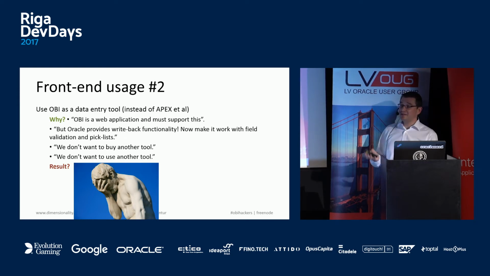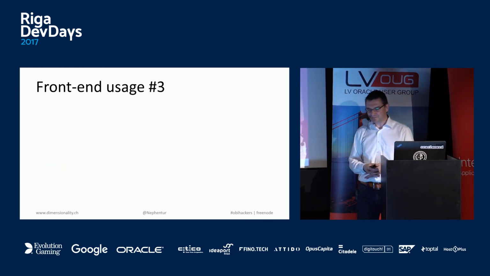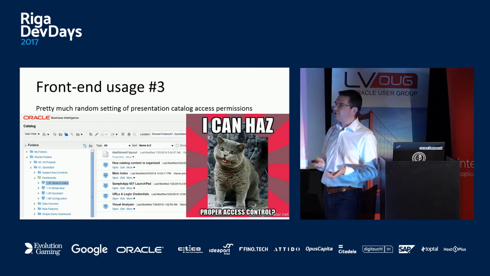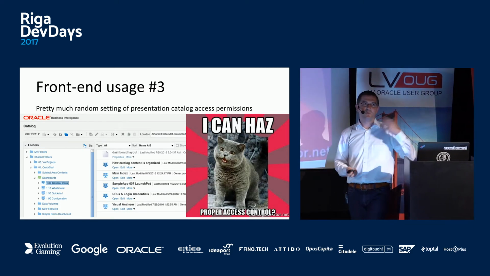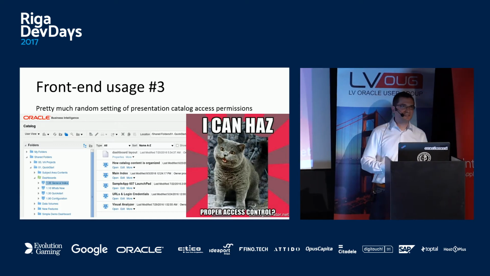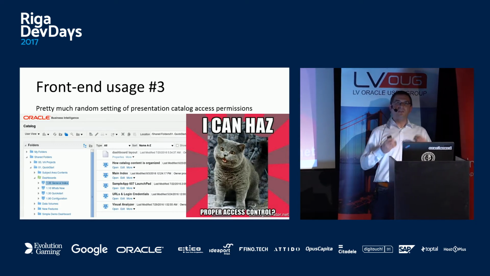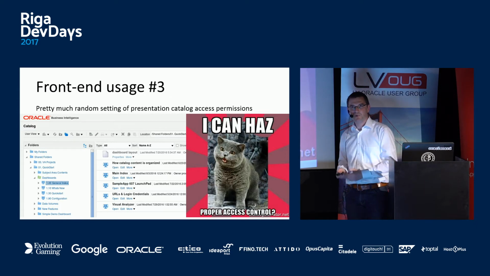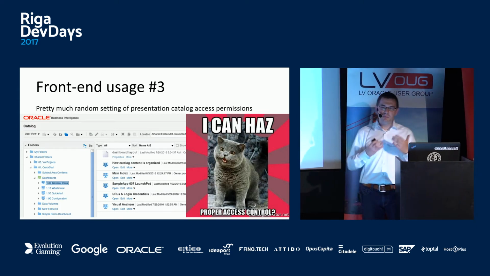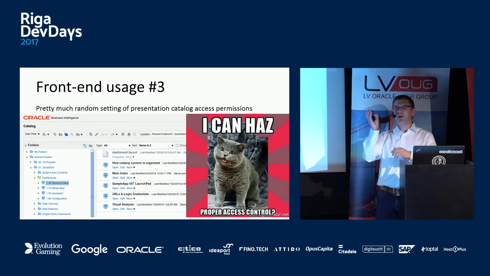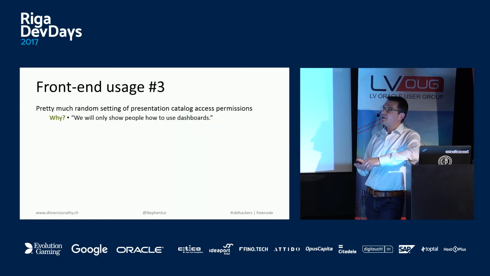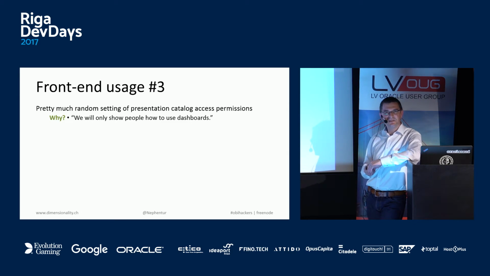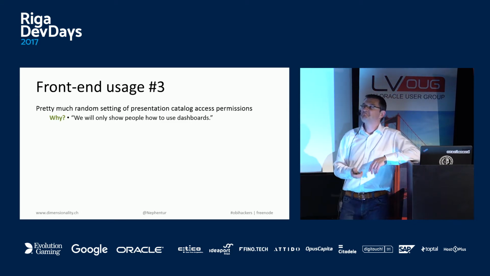Random setting of catalog permissions. So I mentioned the catalog earlier a little bit. That's the place that stores all the artifacts representing our dashboards, our analysis, etc. Those are also security driven. They actually have permissions. Ah, yeah, we don't care about this because we will anyway control the access to the data, etc. Oh yeah, thank you, dear admins. Oh yeah, we have already IT guys taking care of this.